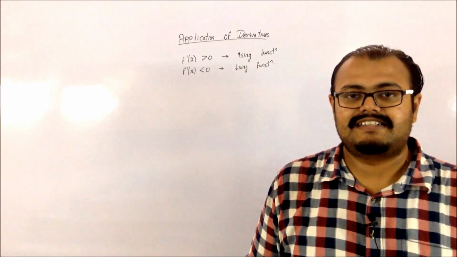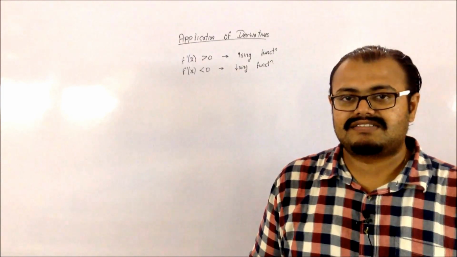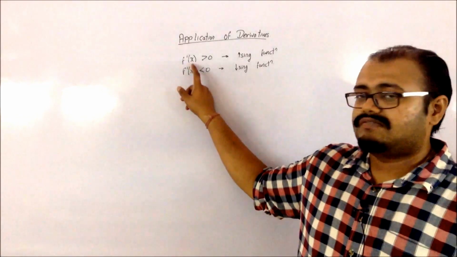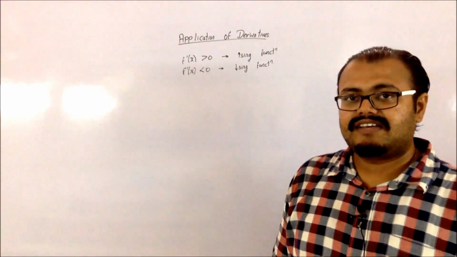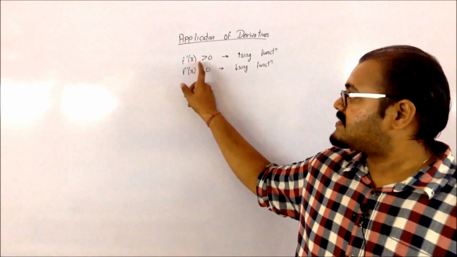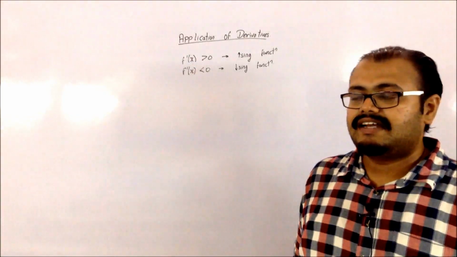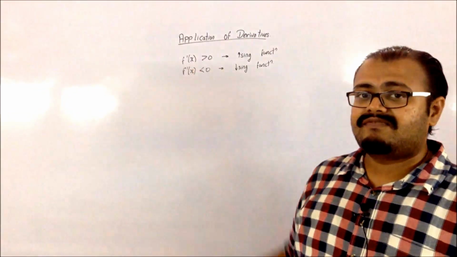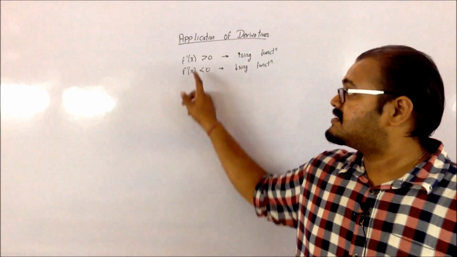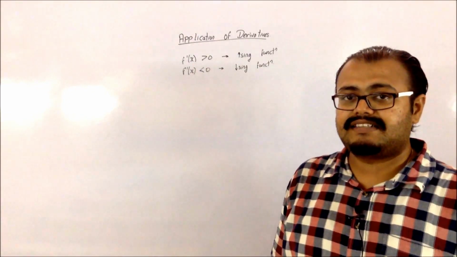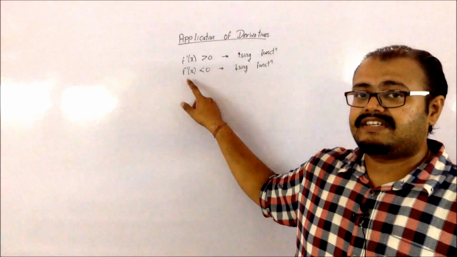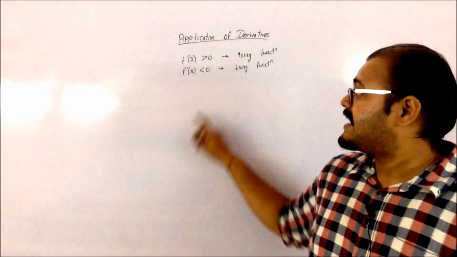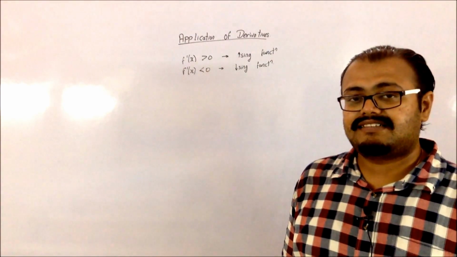The next application of derivatives is to find whether the function is an increasing or a decreasing function. So we have to look at the condition on f dash of x. If f dash of x is greater than 0, then that means my function is an increasing function. You have to check for what values of x the derivative of that function is greater than 0. If f dash of x for certain values of x is less than 0, then in that particular range I get a decreasing function.